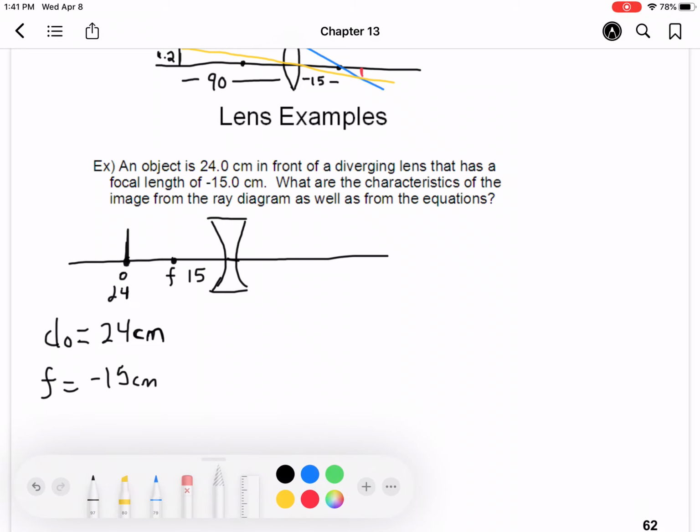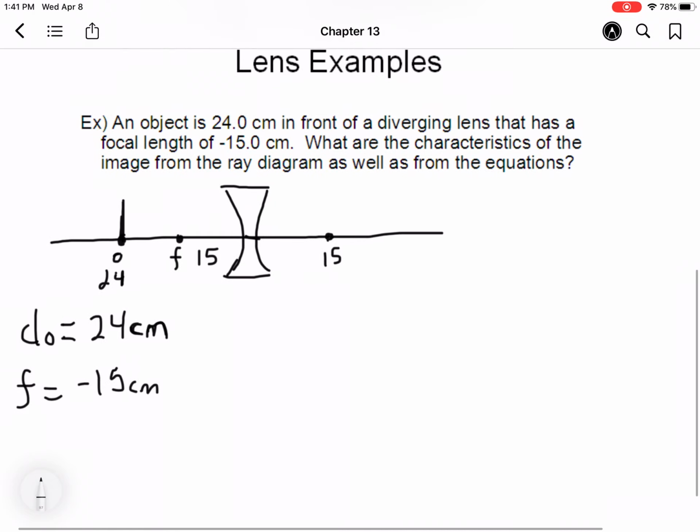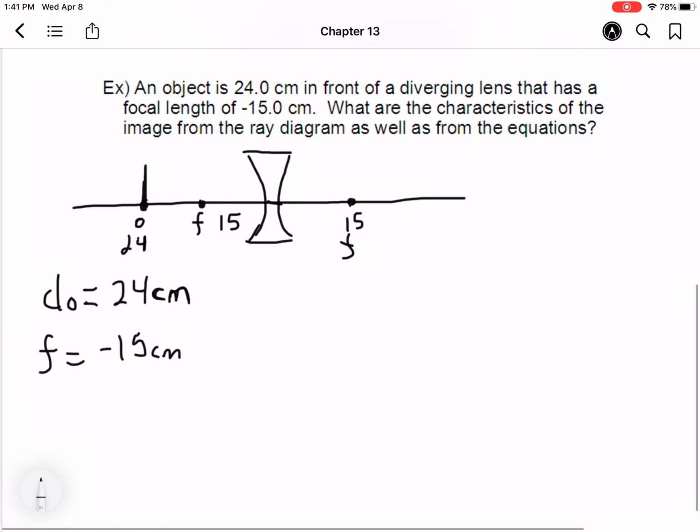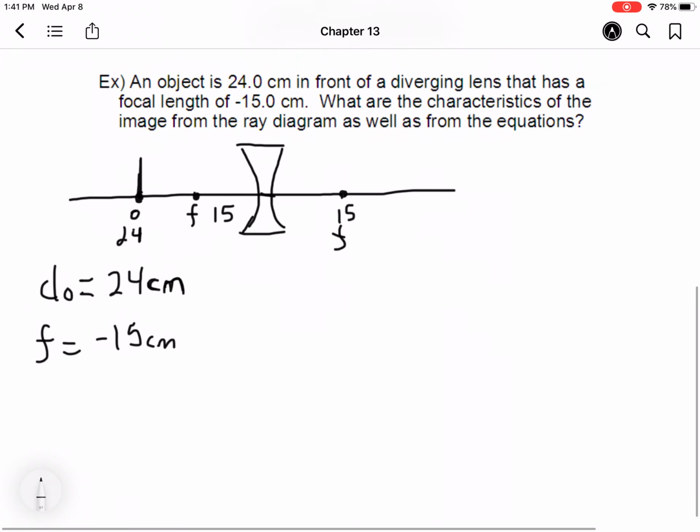Now there's a secondary focal length also over here at 15. So what we have here is our object distance and our focal length. So what are the characteristics of this image from the ray diagram as well as the equation?